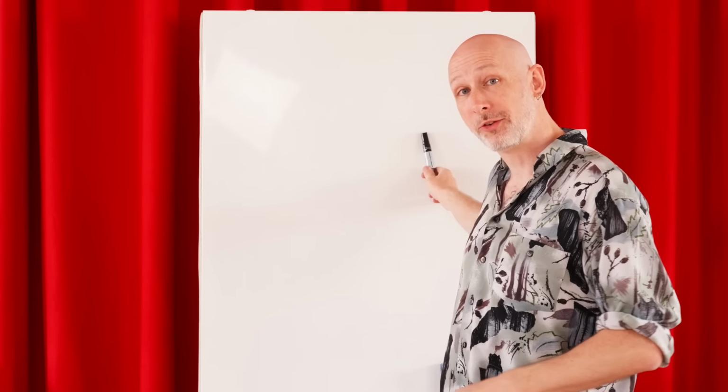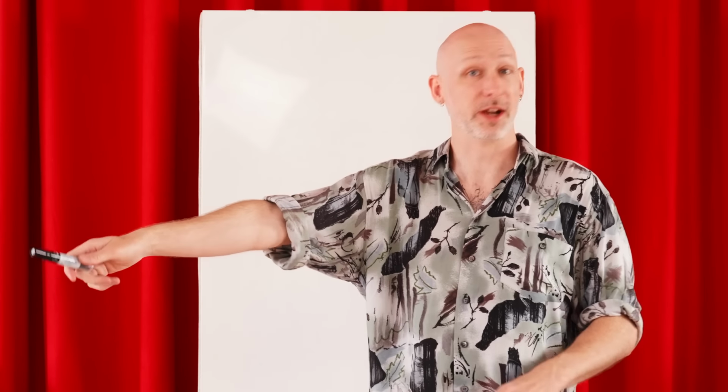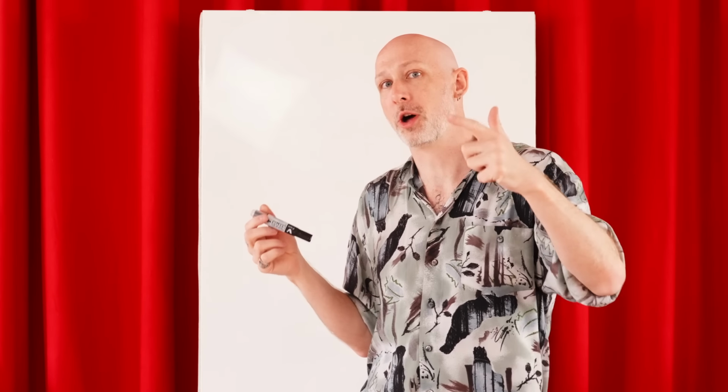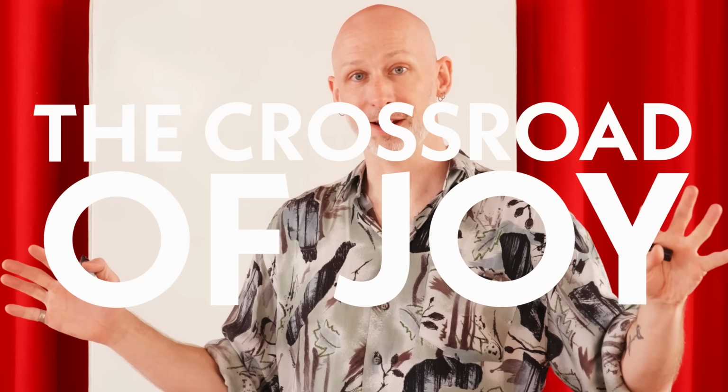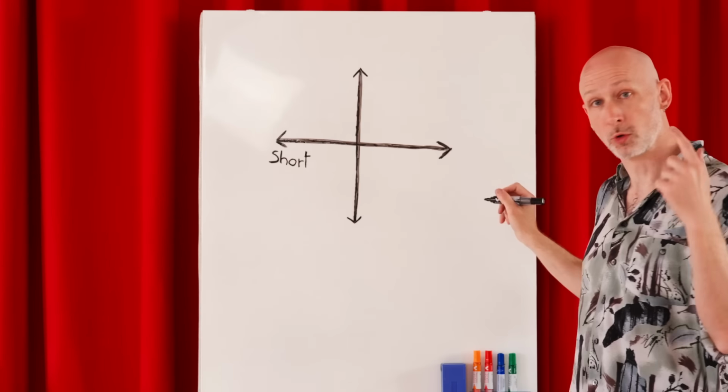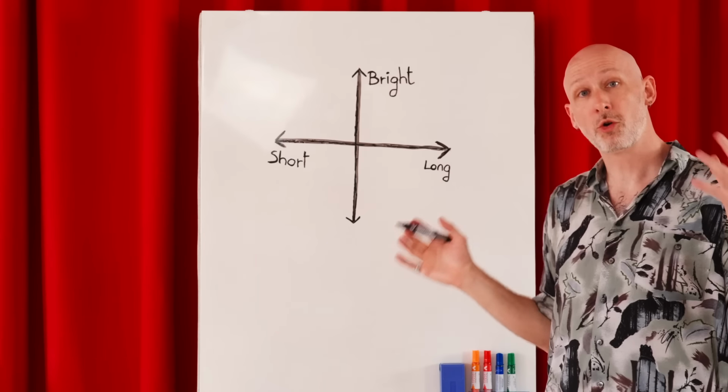Let's have a look at the crossroad of joy. I'm going to explain it first, then I'm going to show it on the synthesizer that I'm very familiar with. And then I'm going to do it again on a synthesizer that I've never touched so that we can together go through the thought process as it's happening. But what is the crossroad of joy? The crossroad of joy is where you figure out how to make a short sound, or a long sound, or a bright sound, or a dark sound.